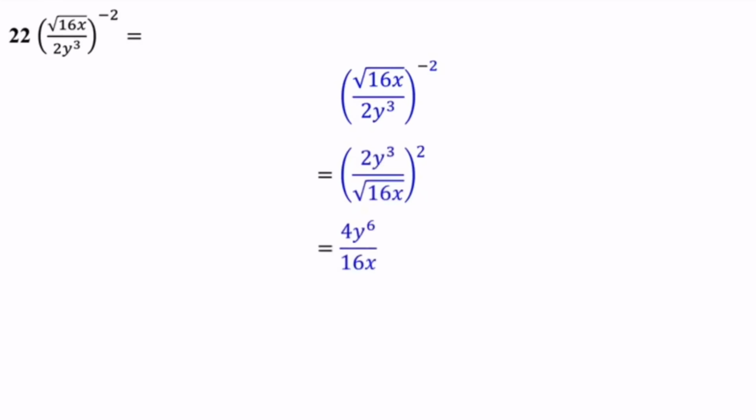So then you square everything. 2 squared becomes 4. Y power 3 will be 3 times 2, y power 6. And when you square the square root, it will cancel out the square root, right? Then you can simplify easily to get your answer.